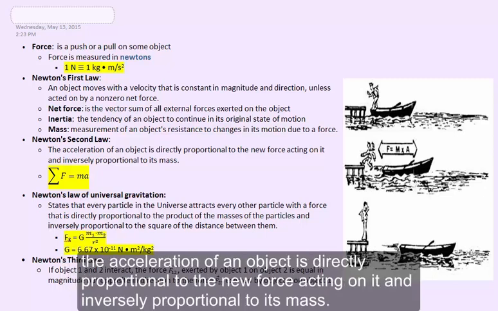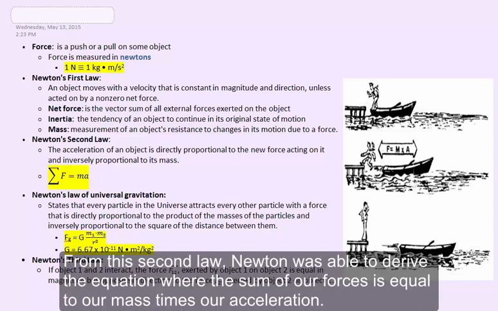The acceleration of an object is directly proportional to the net force acting on it and inversely proportional to its mass. From this second law, Newton was able to derive the equation where the sum of our forces is equal to our mass times our acceleration.